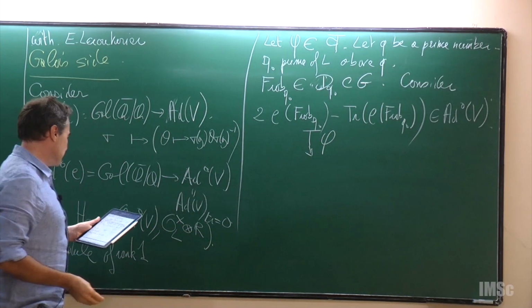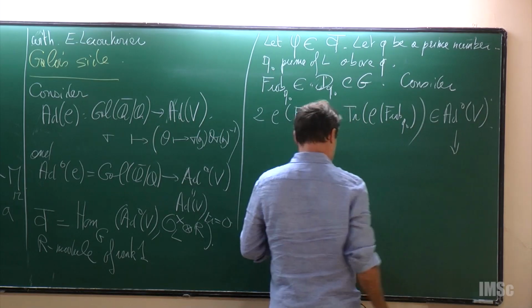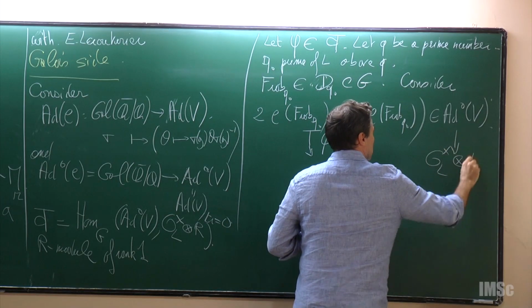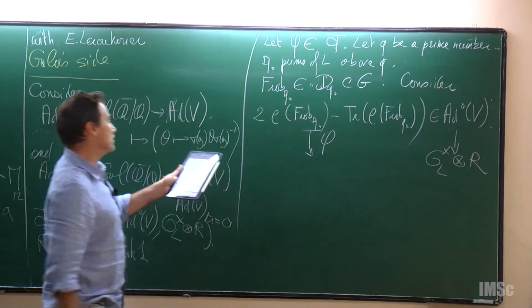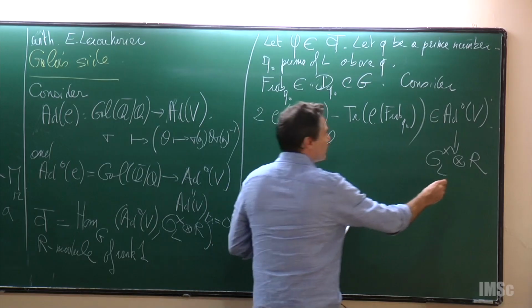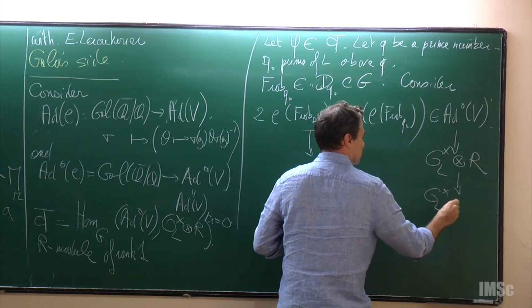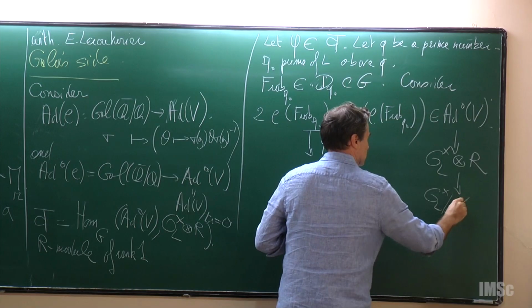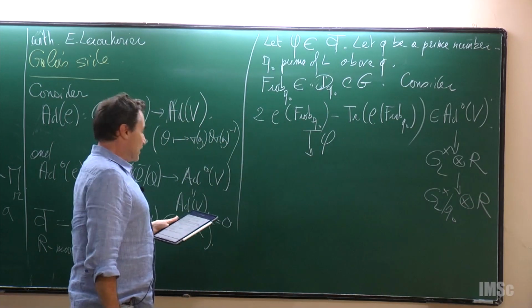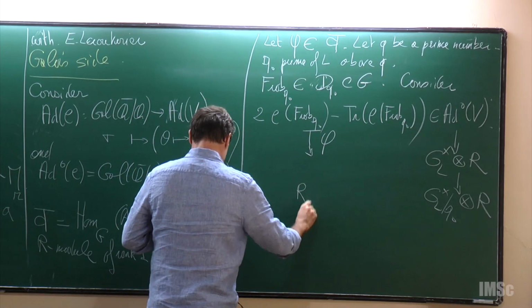And then you get an element in OL star tensor R by definition of phi. And that element, you can reduce it mod Q0. Okay, so then you get an element that I'm going to denote by RQ of phi.